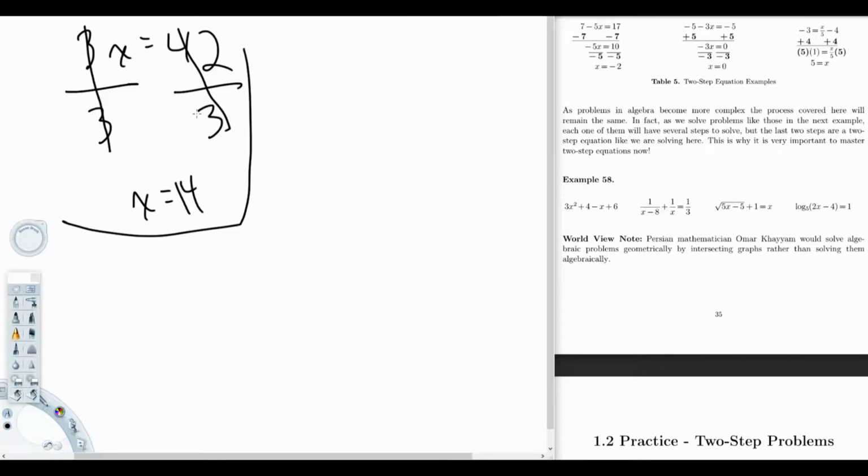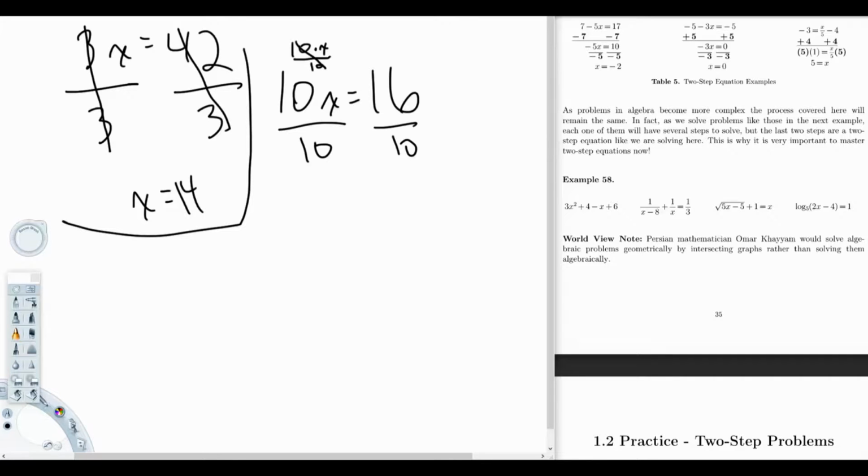Next problem. 10x equals 16. Now that's a bugger, but it's the same thing over and over again. We just want to isolate x. So we divide both sides by 10, right? Because 10x is really 10 times x. And to get rid of that 10, we would divide by 10, right?